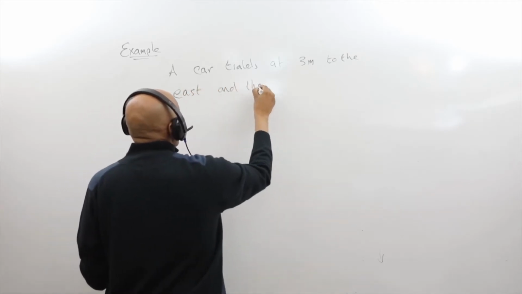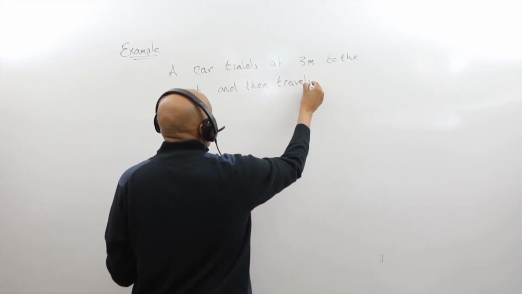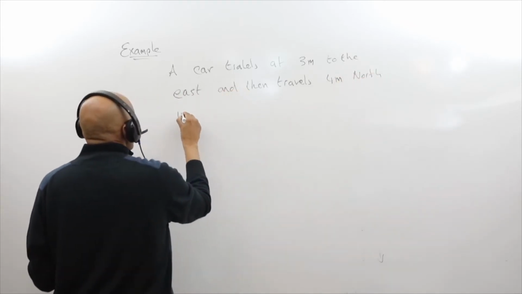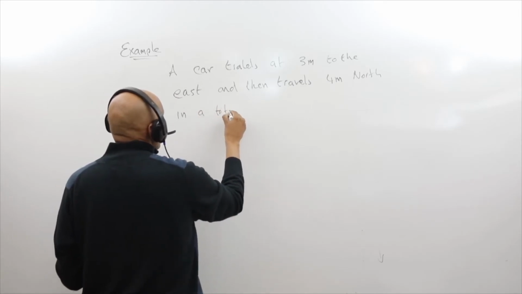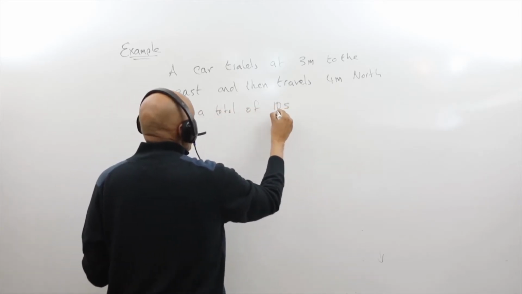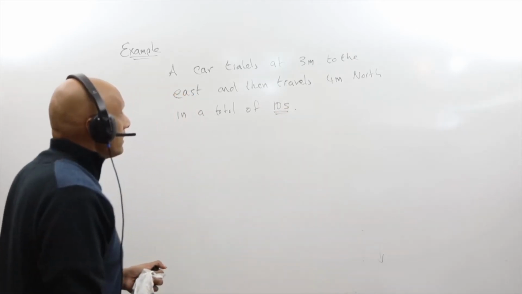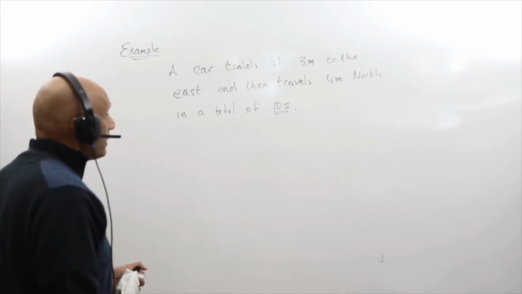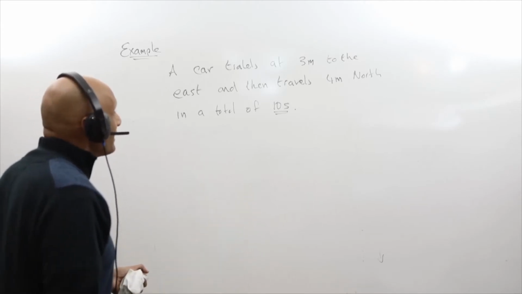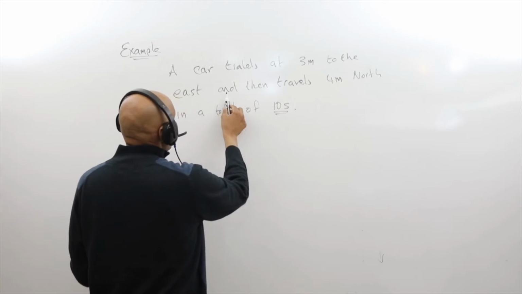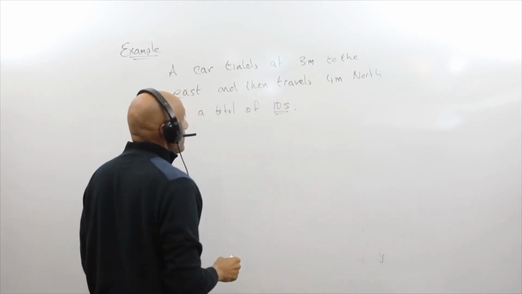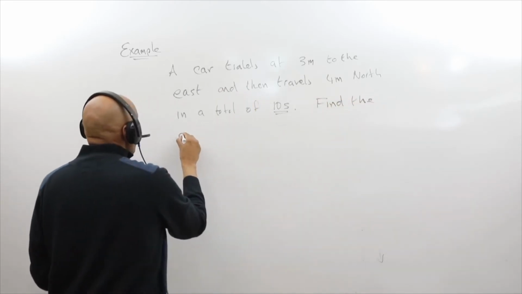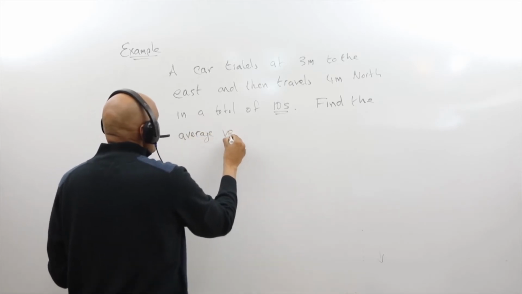And then travels 4 meters north in a total of 10 seconds. Maybe 3 meters is kind of small, and 4 meters if you're in a car, but it could be a small children's car. Anyway, it traveled 3 meters to the east in the beginning and then travels 4 meters north in a total of 10 seconds. Find the average velocity.